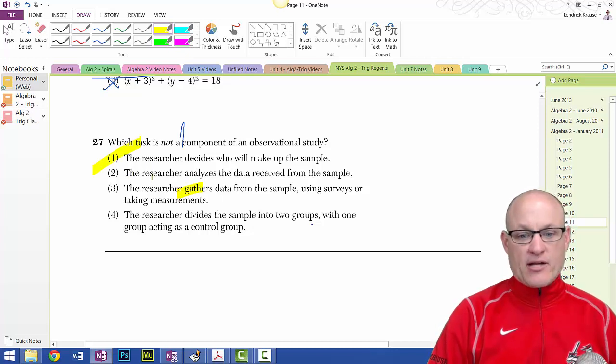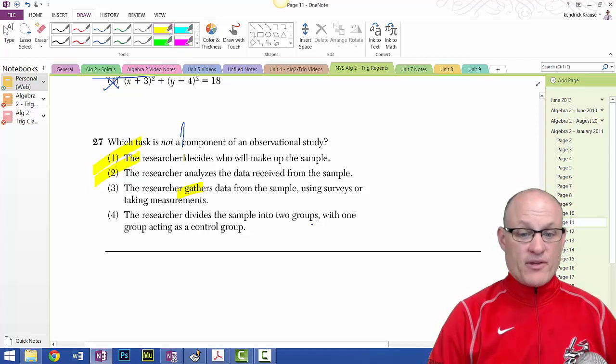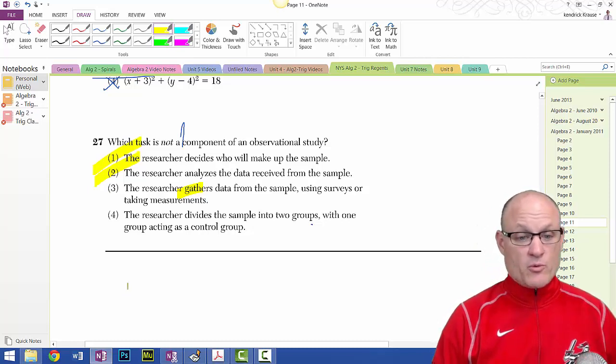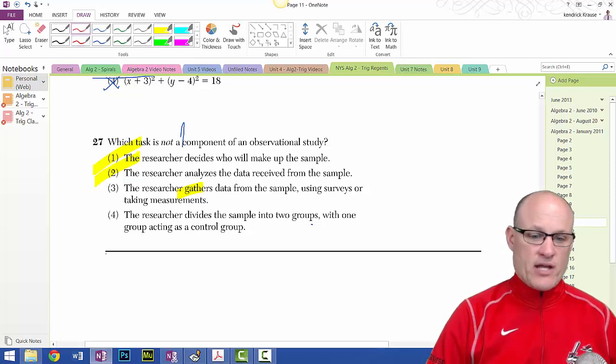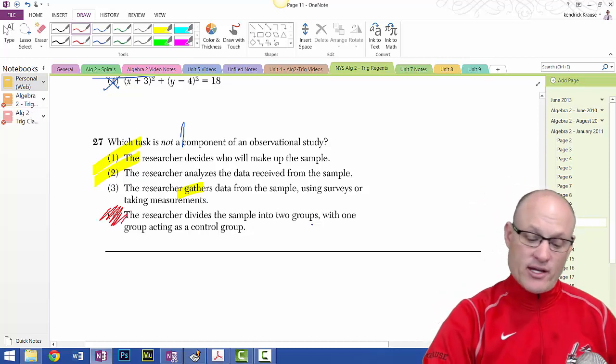The researcher analyzes data. You always have to analyze data. It would be stupid not to do that. The researcher gathers data from the sample using surveys or taking measurements. That might be it. The researcher divides the sample into two groups, with one group acting as a control group. Anytime you have a control group, that is not observational. It's that control group that's going to cause you not to be observational. And there's the answer to that question.